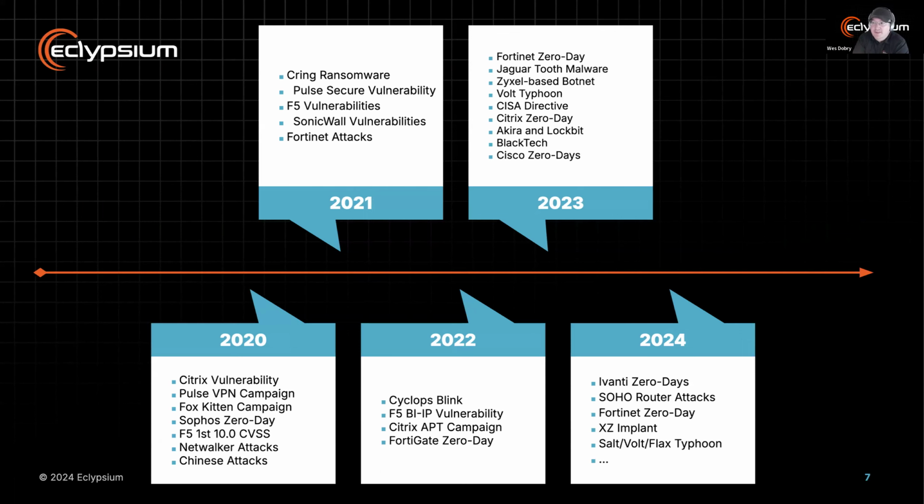But then when we get into 2021 through current, you see a massive increase in the number of vulnerabilities exposed as well as the number of attack vectors, all the way up to, nowadays in 2024, where we have the Salt Typhoon and Flax Typhoon campaigns. And we saw things like the ultimate supply chain attack with XZ recently. And then, of course, all the Ivanti zero days earlier this year as well.